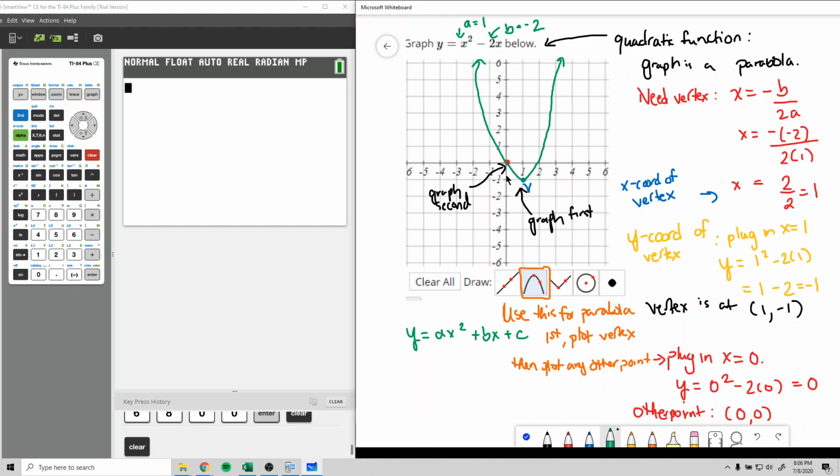All right, what you've got to do is understand what's going on here. The parabola is centered around the vertex, meaning if you cut it right here, it's going to look the same on the left and the right. That is how we use the graphing tool.